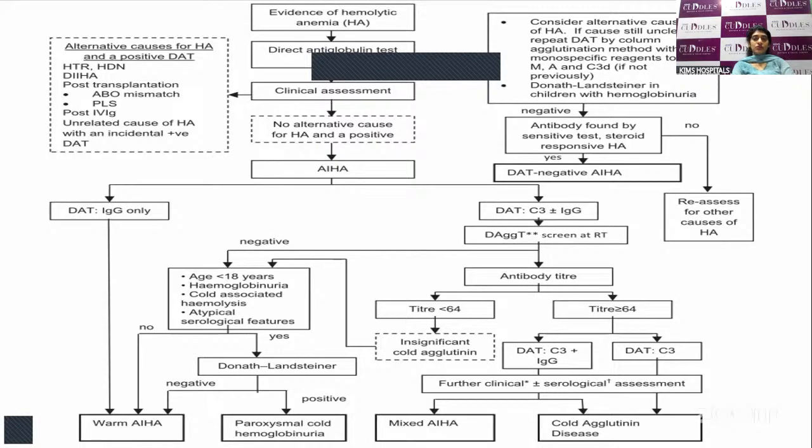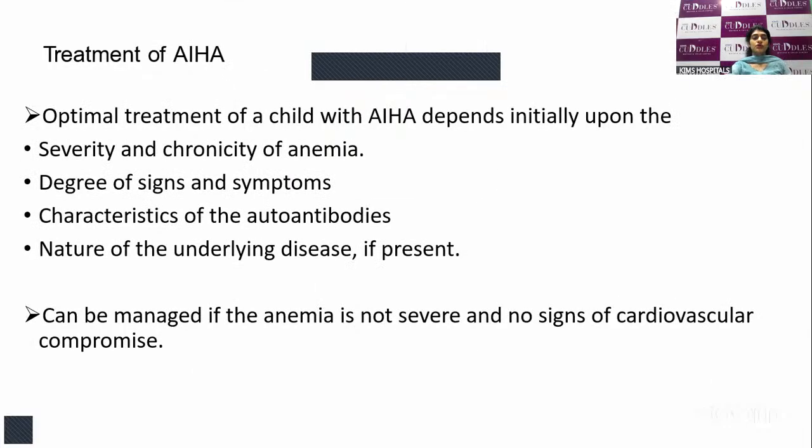So you have to also keep in mind alternative causes of hemolytic anemia. If the cause is still unclear, then repeat the DAT by column agglutination method with monospecific DAT. And then you can do the Donath-Landsteiner test with hemoglobinuria. If it's negative, then look for antibody found by a sensitive test, steroid responsive hemolytic anemia. And then there is DAT negative AIHA. So this is how you evaluate, how you come to a conclusion of what it is.